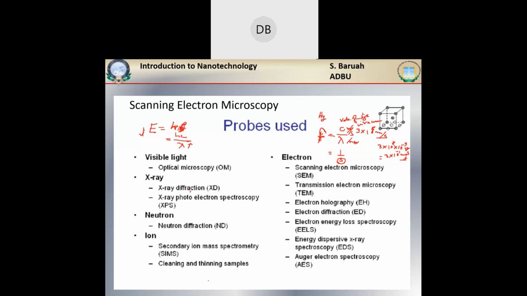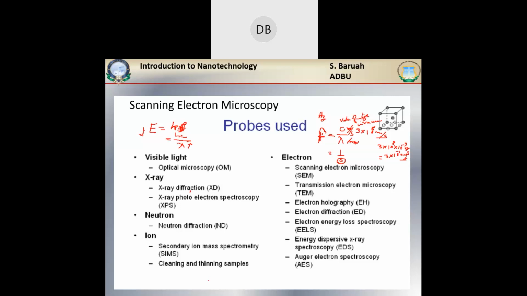Now, anyway, we are talking more of imaging now, so I won't waste time on the ions. Now come to the electron. Now that is very, very attractive for us. So where do we use electron as probes? In scanning electron microscopy. Then in transmission electron microscopy. These are two different types of microscopy. Electron holography, right? I hope you know what is holography.